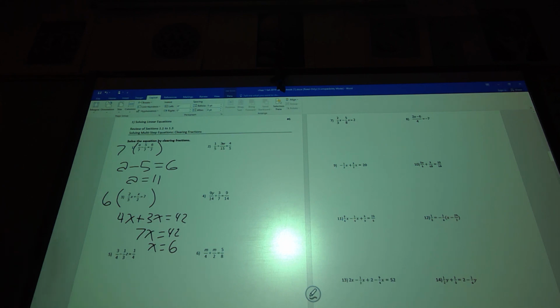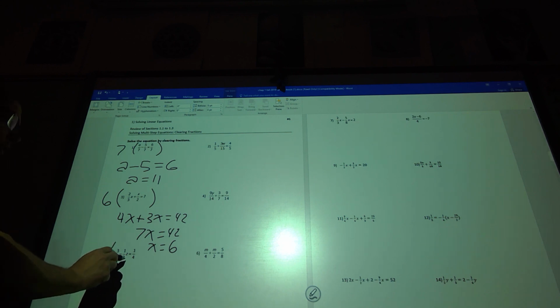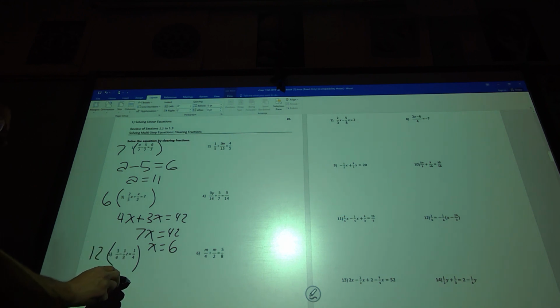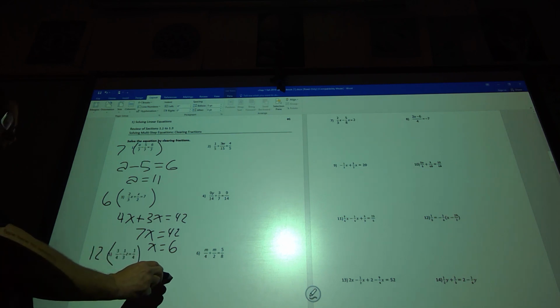Problem number 5, let's clear the denominator. So the number that 4 and 3 have in common is 12. So I'm going to multiply everything by 12 on this one. So I'm going to get 36 over 4, which is 9. I'm going to get 12 over 3, which is 4z. And then 1/4 of 12 is 3.